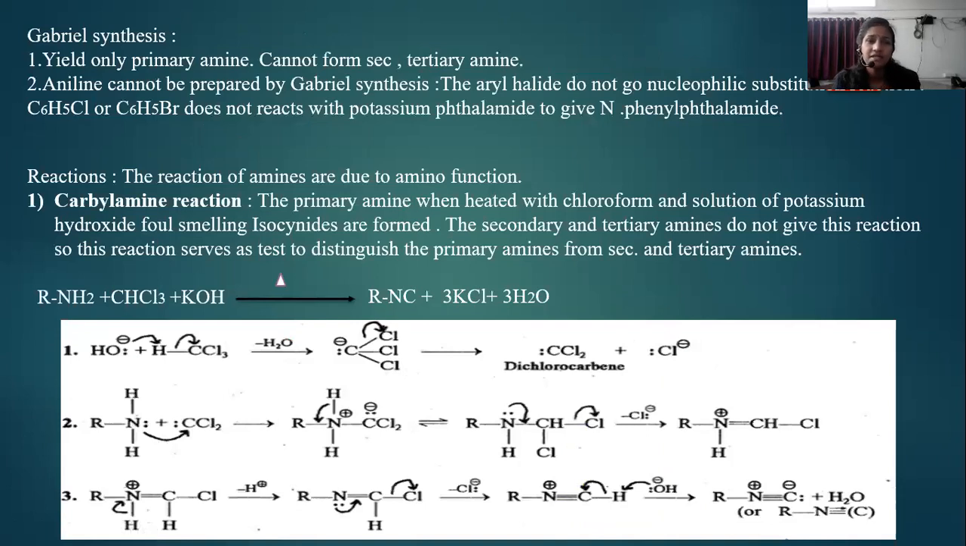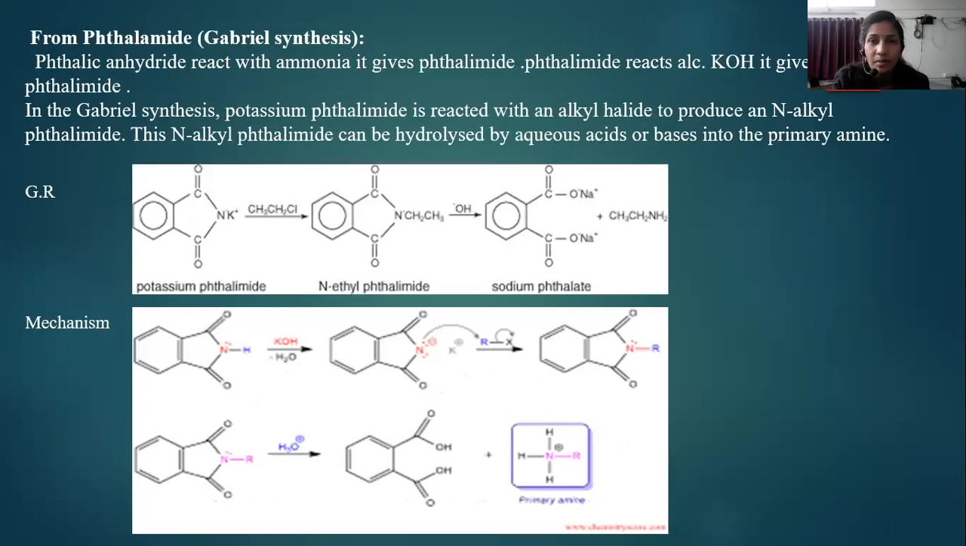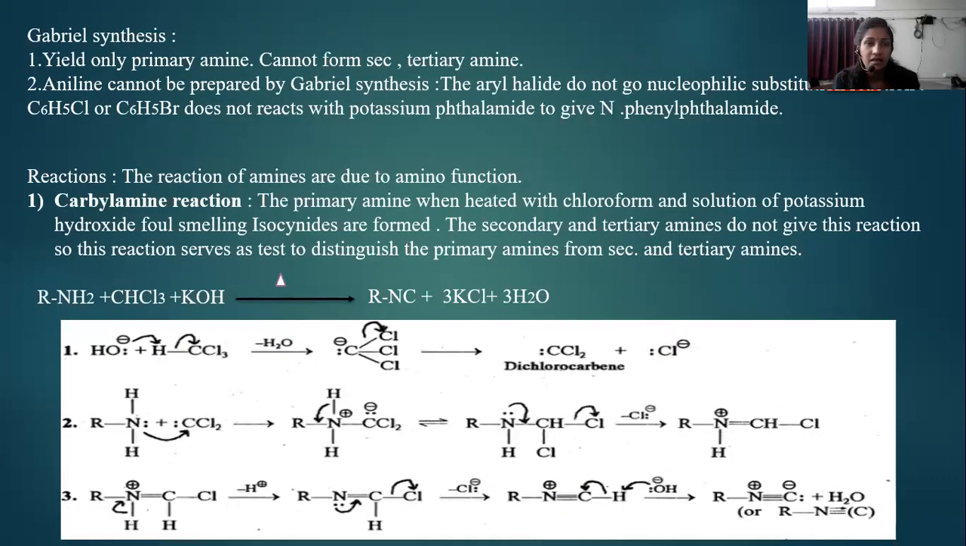Third one is a limitation of Gabriel synthesis. Gabriel synthesis yields only primary amine; it cannot form secondary and tertiary amines. Also, in a phthalimide reaction, we get only primary amine, not secondary and tertiary amines. Then, aniline cannot be prepared by Gabriel synthesis, because aryl halides do not undergo nucleophilic substitution. So aniline cannot be prepared.